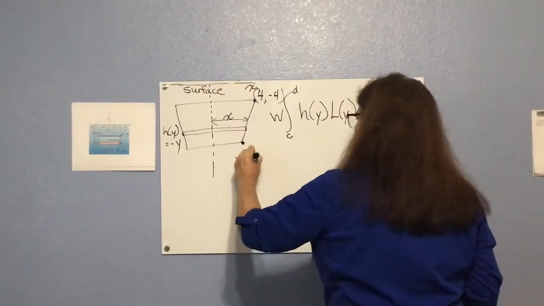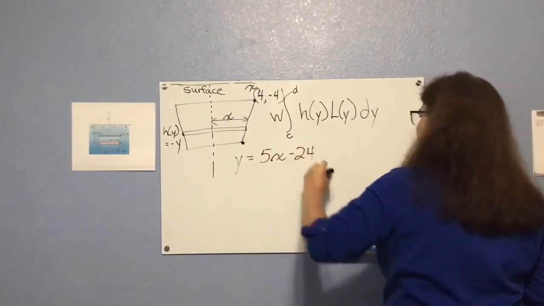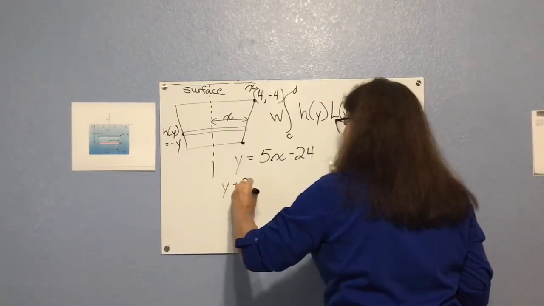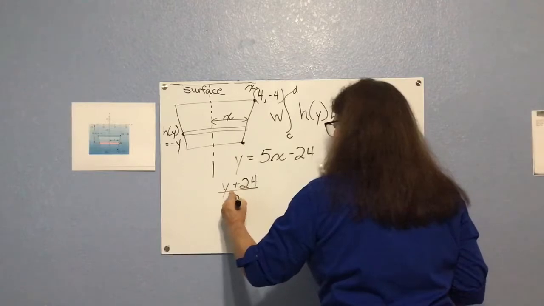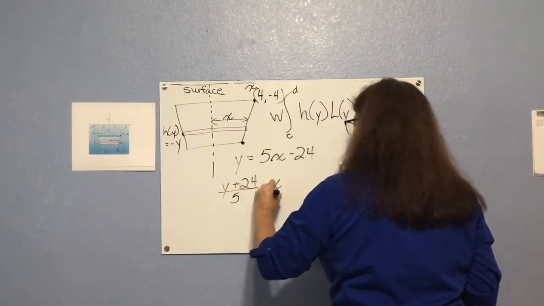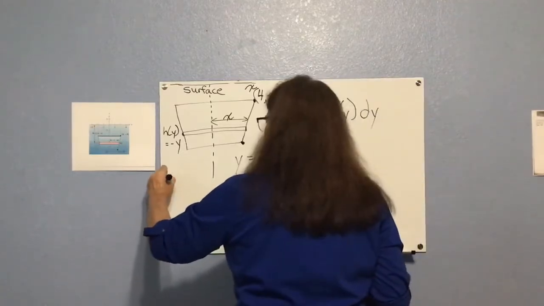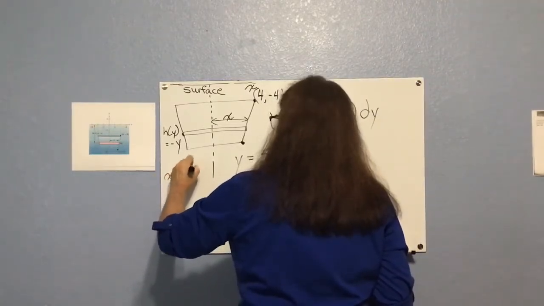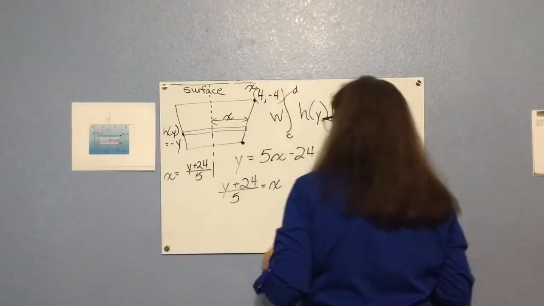we're going to take that y equals 5x minus 24 and solve for x. So now I have y plus 24 divided by 5 equals x. So let's write that over here. X equals y plus 24 divided by 5.